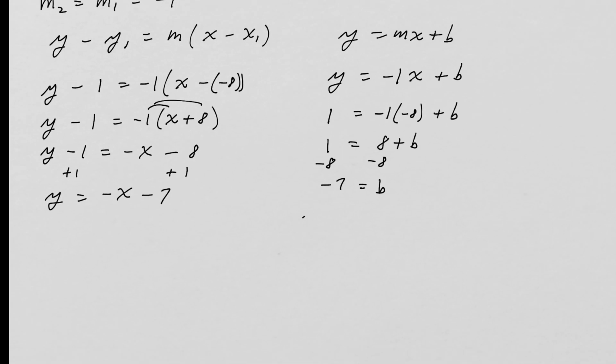So now that I know m and b, I can just plug them in. M is -1 and then b was -7. So you're going to get exactly the same thing. Sometimes one method is easier than the other depending on the values, but they're both about the same, right? So use whatever one you feel more comfortable with.